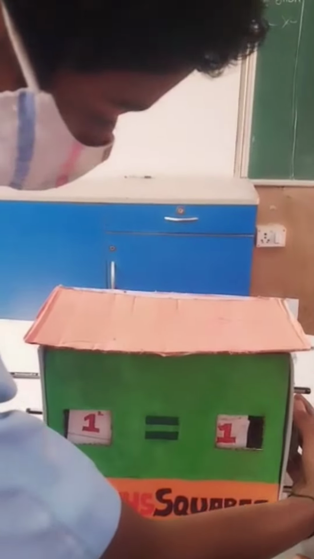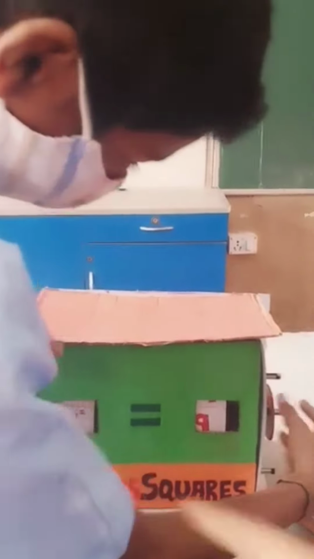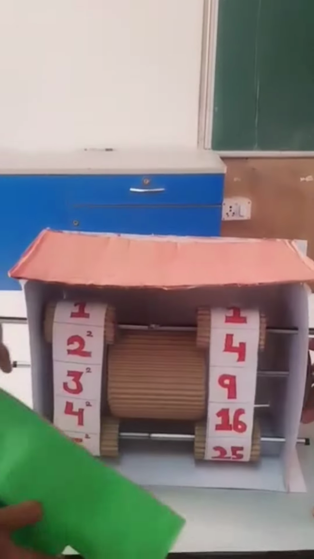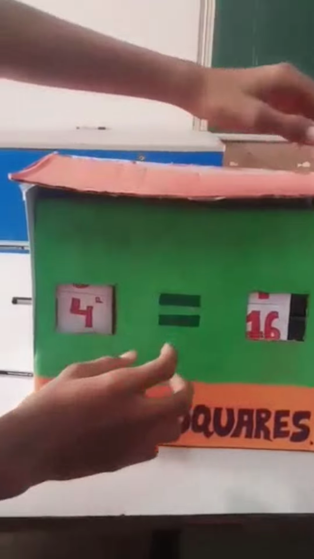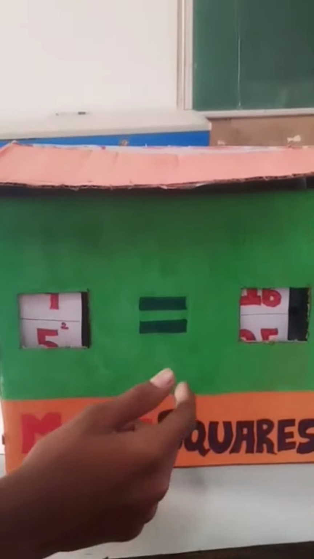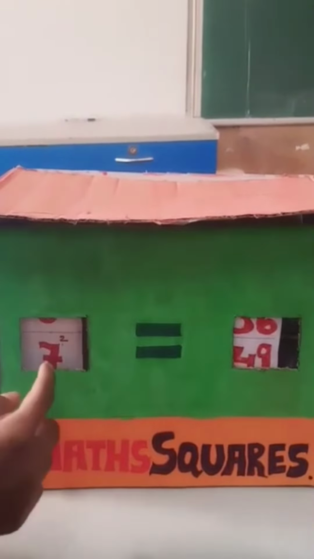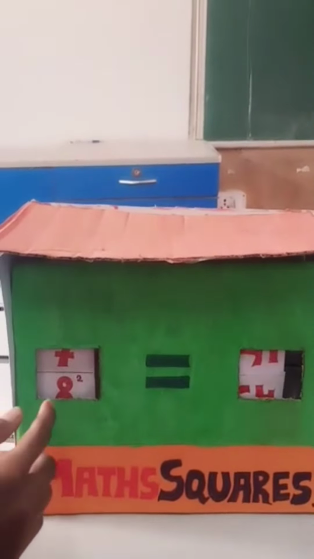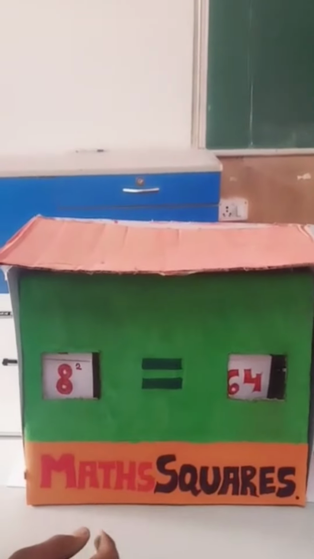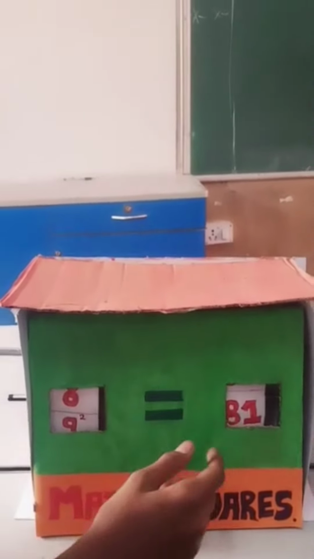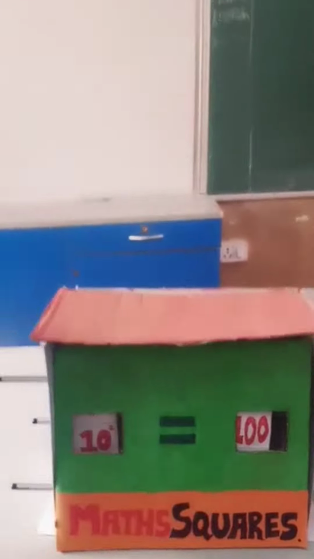Name of the project: maths squares. 1 square is 1, 2 square is 4, 3 square is 9, 4 square is 16, 5 square is 25, 6 square is 36, 7 square is 49, 8 square is 64, 9 square is 81, 10 square is 100.